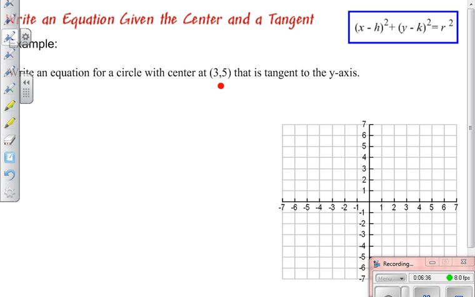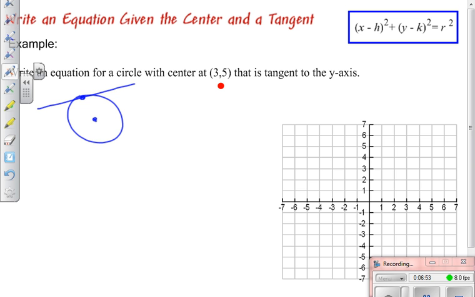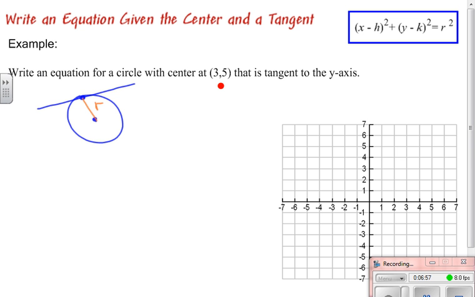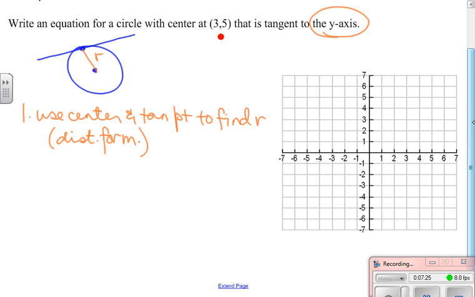Now if you're given a center and a tangent, okay, basically remember a tangent from geometry is a point on the circle. So really, if you know the center and a tangent, you know the radius. So our first step is to use the center and the tangent point to find r. And again, that's the distance formula because it's a length. And then you'll use the center to write the equation. And if it's tangent to the y-axis, let's think about where we're at here.